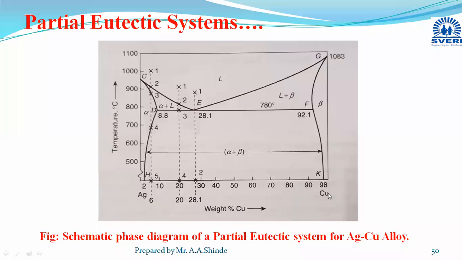Ag and Cu. If it is not possible for you to remember these compositions, you can directly write A and B. You can take element A, element B, and instead of the exact percentage, you can mention X, Y, Z percent. There is no need to remember the exact composition or this particular diagram.